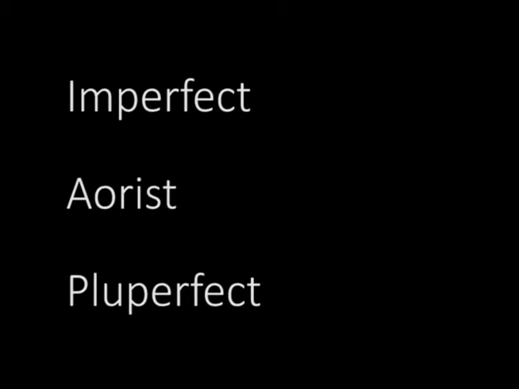There are three tenses in ancient Greek that can be used to express past actions. The imperfect, showing ongoing or repeated action in the past. The aorist, showing simple action. And the rare pluperfect, showing action that had occurred and its results have continued into the more recent past.